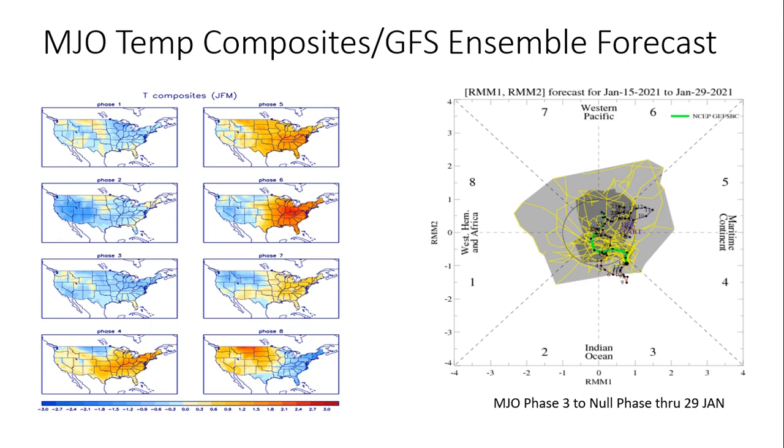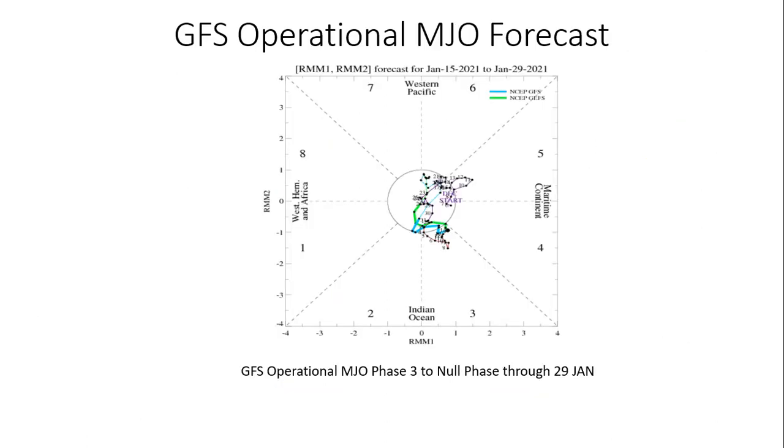So generally we're looking at a weak phase 3 moving into the null phase, the center of the diagram, the inner circle. Meanwhile, the GFS operational MJO forecast is showing, pay attention to the aqua color line there for this particular image, it's generally in a weak phase 3, so that matches up fairly well with this GFS ensemble forecast. But notice how the aqua line goes as well back into the inner smaller circle, back to a null phase. So again, what are we expecting out through the 29th of January?